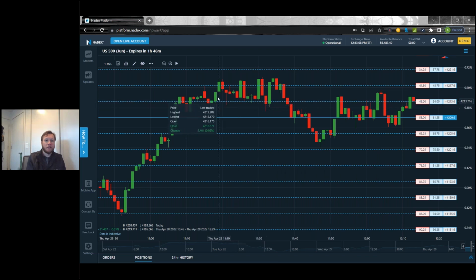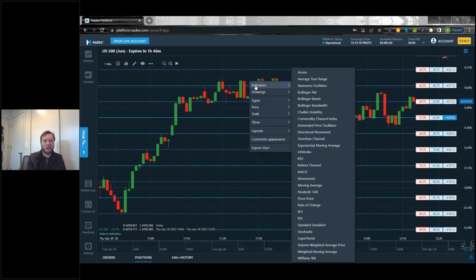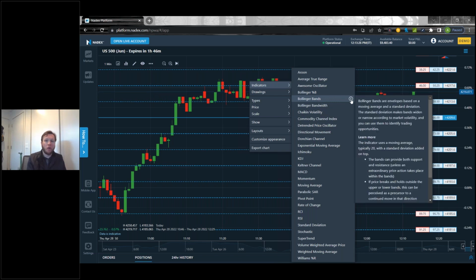So here are our indicators. We do have quite a few indicators. It's going to be the first thing in this right click menu here. One thing I do like about the indicators and the way we have them set up is that we do have quite a lot. If you aren't sure what any of these do, let's say I don't know what Bollinger Bands are, I can hover over this little information panel on the right hand side.